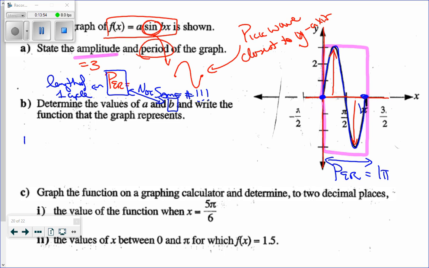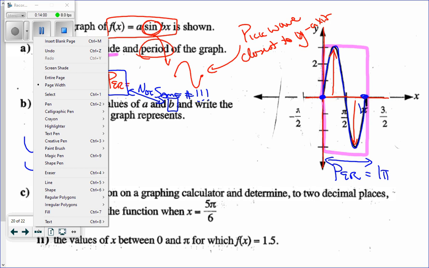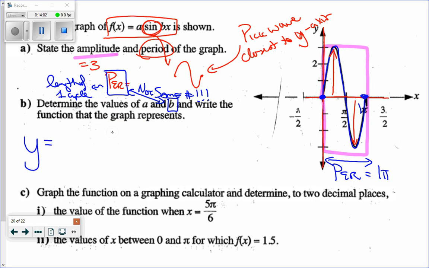So for the equation, we're going to go y equals. Now, the amplitude, okay, the amplitude is always the number in front. So I'll say that again. The amplitude is always the number in front. So we're just going to write in a 3.